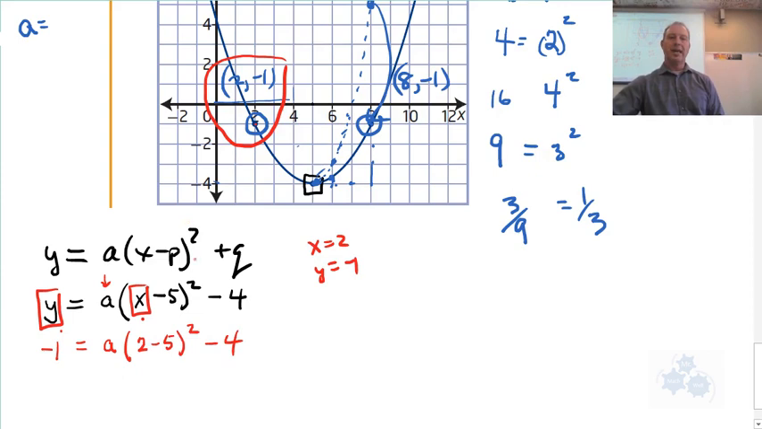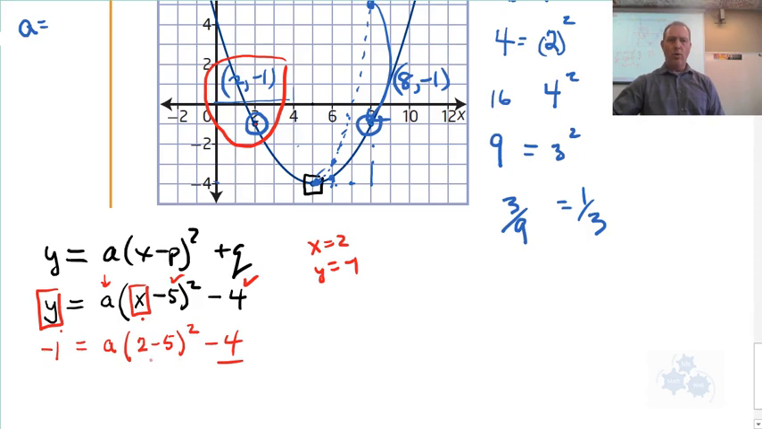Alright, so once again, we have the vertex inputted into our format. Now I can plug one other point in and get an x and a y value for another point that coincides with the graph, and I could solve for a. So this is the algebraic method, and let's see what happens.